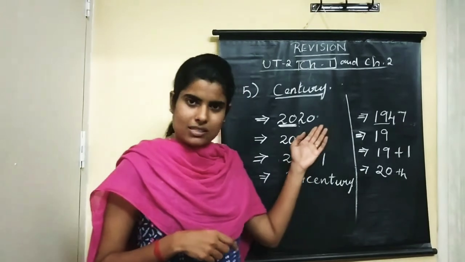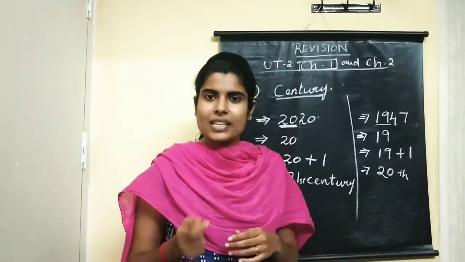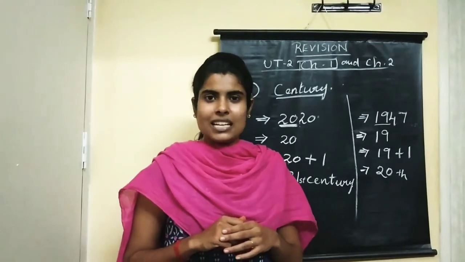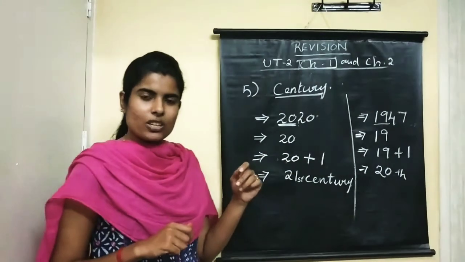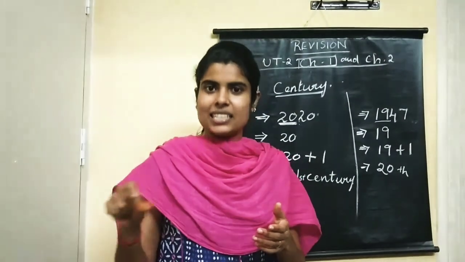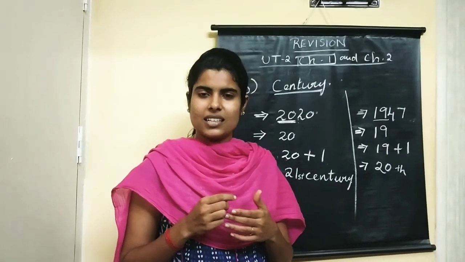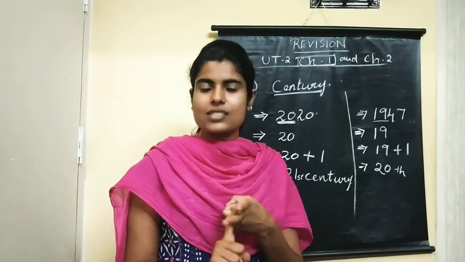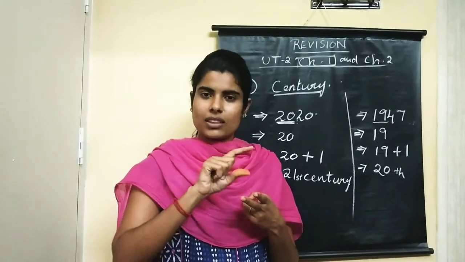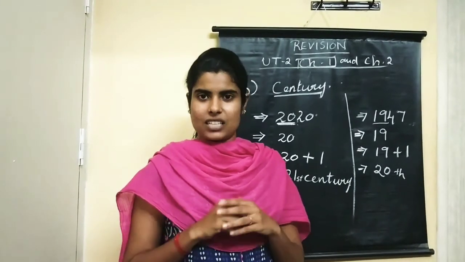And the last concept is how to calculate the century. So if somebody comes and asks you in which century we are living, you need to tell them the 21st century. So how will you calculate it? You need to take the current year, the time period of the current year. Take the first 2 digits of it and add 1 to it. Whatever number comes after adding 1, that will be your current century.